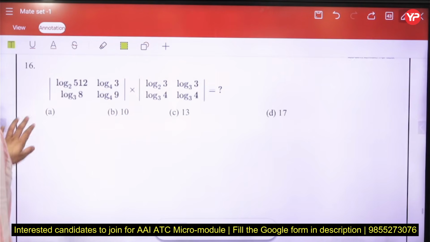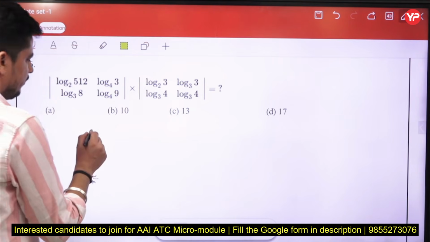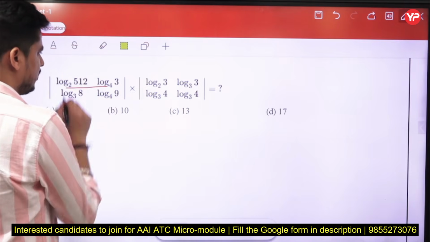Yes, this is also a very good question. He is asking that you have to multiply these two determinants together and find the resultant answer for this question. So first individually solve these two determinants and then multiply them together. So if I solve the first determinant, how much is it?